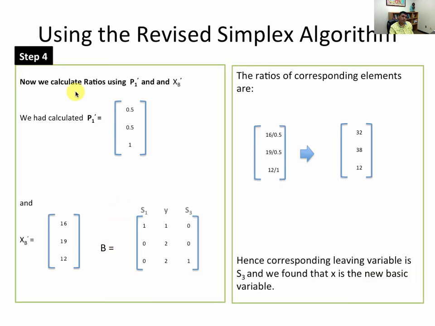In order to identify the leaving variable, we will have to use XB prime and P1 prime, and find the corresponding ratios between their elements. So in this case it is 16 divided by 0.5, which is equal to 32. 90 divided by 0.5 is equal to 38. 12 divided by 1 is equal to 12. So clearly the smallest positive number is 12, which points to our S3, hence the corresponding leaving variable is S3. We found that X is the new basic variable from the previous slide.